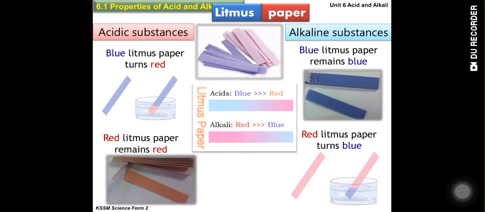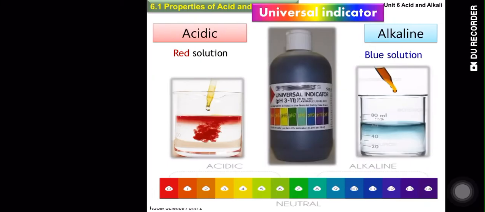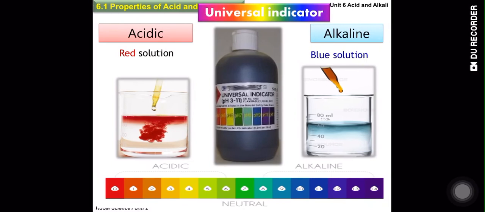So as I said earlier, blue litmus paper turns red if it's acid, and red litmus paper turns blue if it is alkali. We also have other indicators, for example this universal indicator, very easy. You just drop a few drops of universal indicator in a solution. If it turns red or towards reddish, then it's actually acidic. If it's turning blue to purple, it's alkaline. So based on the color, you know the strength of the alkaline and the acid.